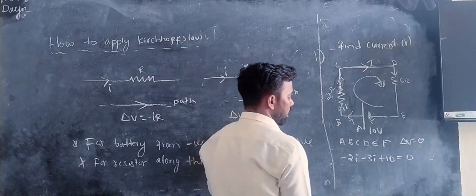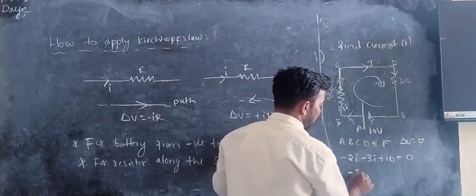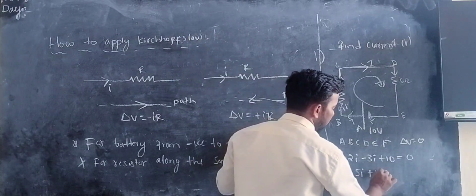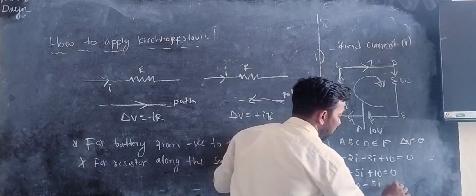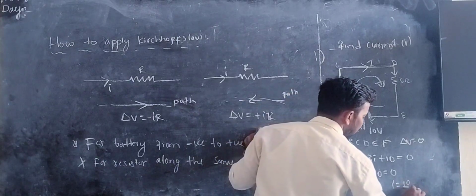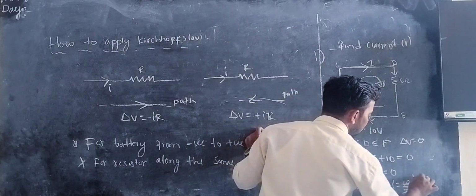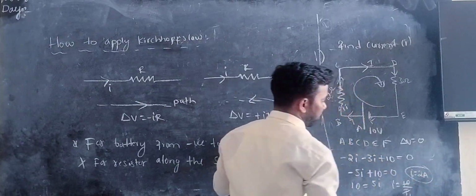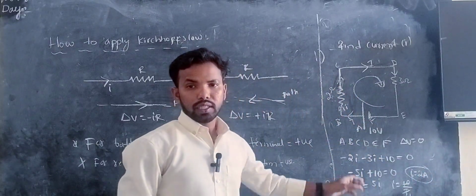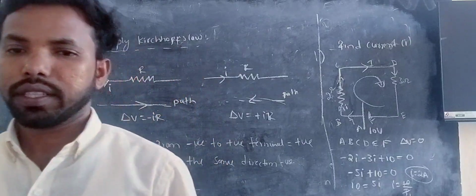Minus 2I minus 3I minus 5I plus 10 is equal to 0. 10 is equal to 5I. I is equal to 10 by 5. That is 2 ampere. I is equal to 2 ampere. Like this, note it down.